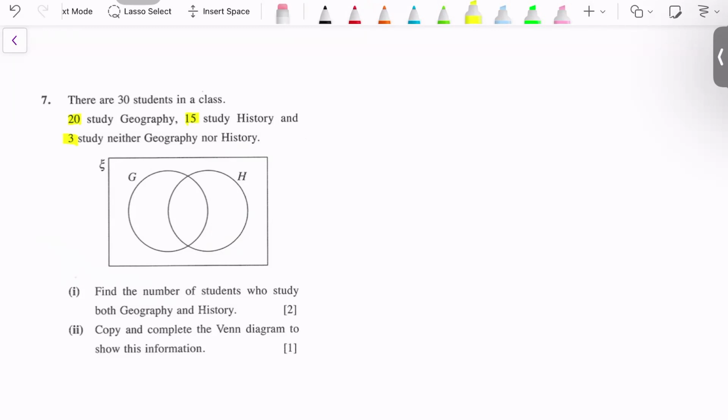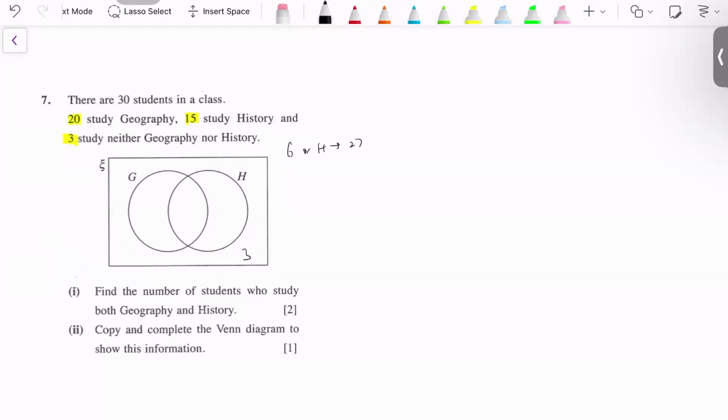In this case, part 1, they ask you to find the number of students who study both geography and history. We know 3 study media, so those three will be outside. So for those who study geography or history, there are a total of 27 students.